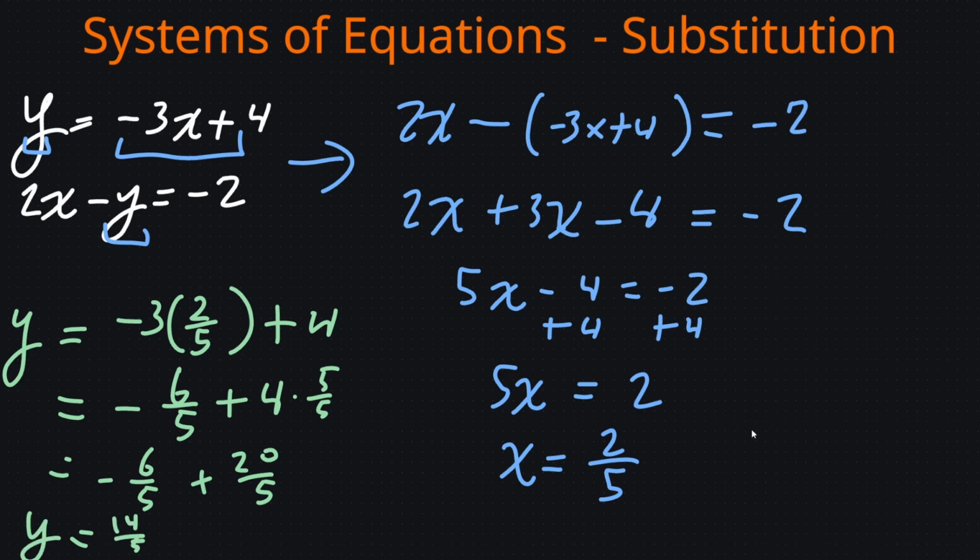And with that, I can now write my full and final answer to this question as the coordinate point 2 over 5 for the x, comma, 14 over 5 for my y. And I'm done. Let's try some more.